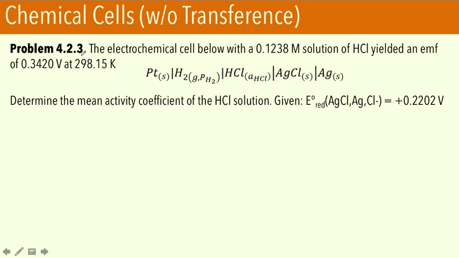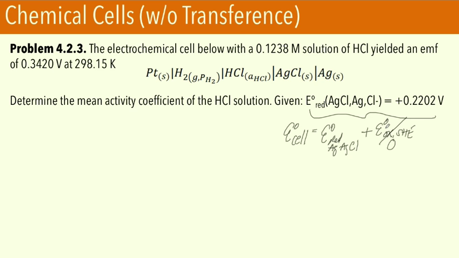With this, keep in mind earlier that we said that the standard cell potential is just going to be equal to the standard reduction potential of our silver-silver chloride half reaction plus the oxidation potential of our standard hydrogen electrode, but since this is established to be zero, our standard cell potential is just equal to the standard reduction potential of our silver-silver chloride electrode.